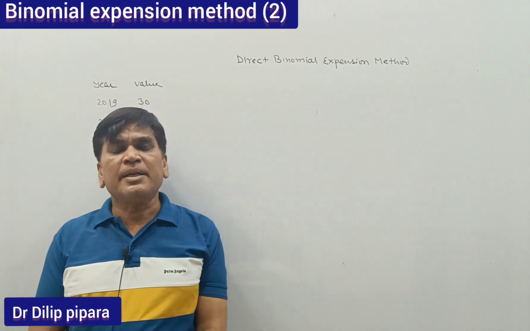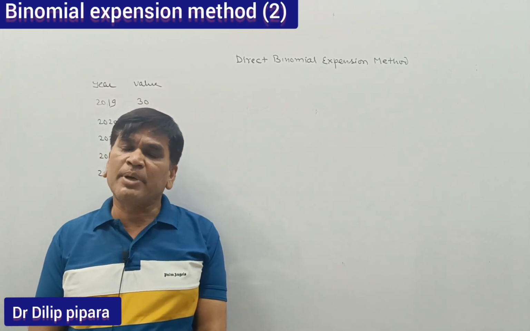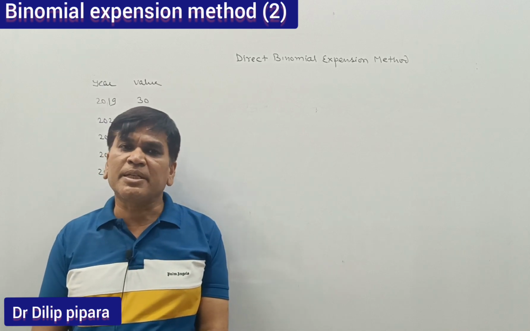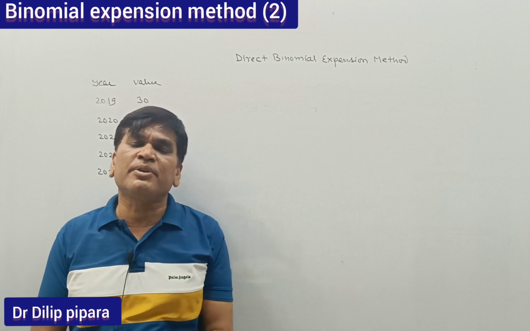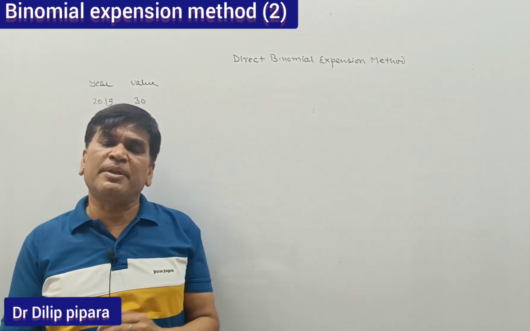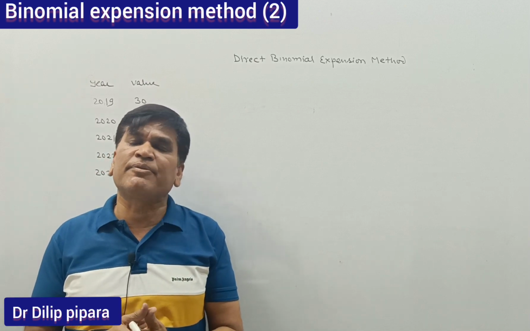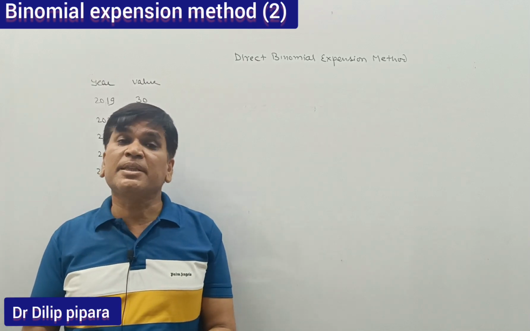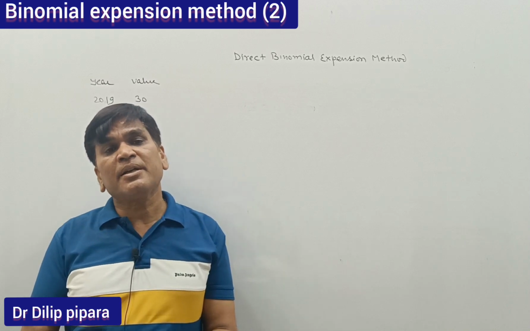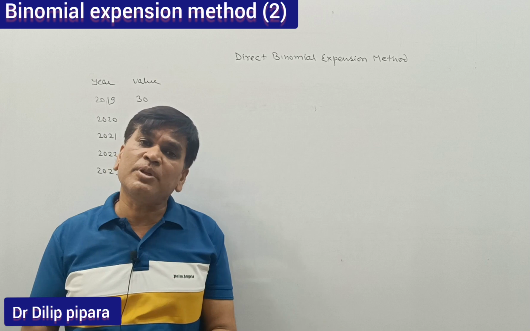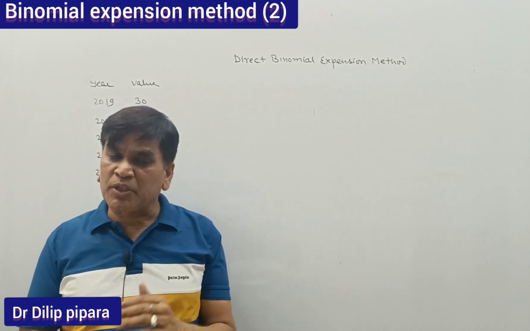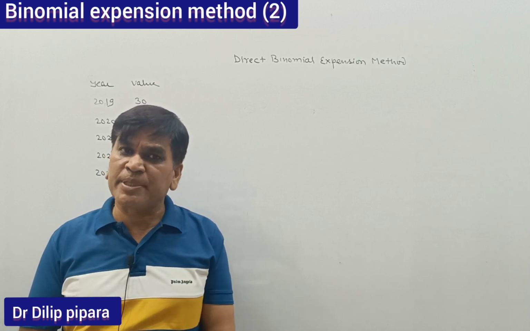We have learned the formula for the binomial expansion method. As we know, the binomial expansion method can only be used where the difference is equal. It means if the years differ by 10 and one or two values are missing, then we can use the binomial expansion method. In the last video we learned how to expand the formula. In today's video we have taken questions related to the binomial expansion method.